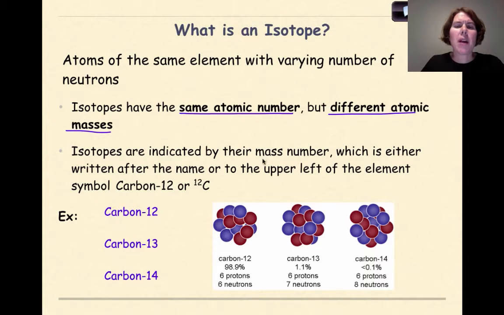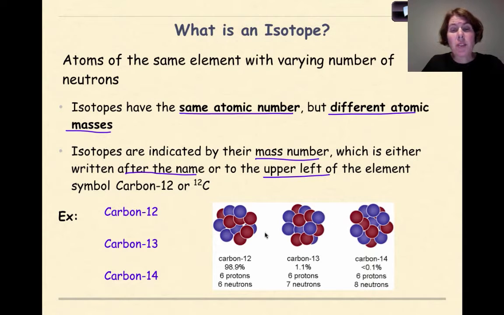Isotopes are indicated by their mass number, which is either written after the name, that's one way that we can see it, or to the upper left of the element symbol. So in this case, the two examples I have here are of carbon. Carbon written out as just a word, carbon 12, or carbon superscripted as we see right here. So we're going to look at three different isotopes of carbon, carbon 12, carbon 13, and carbon 14.